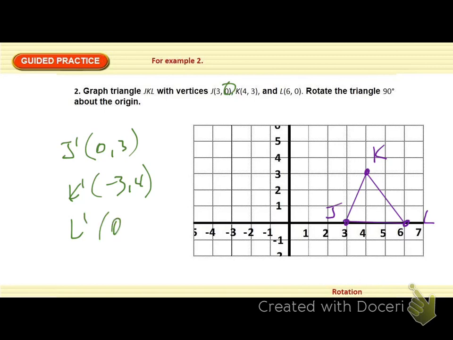land at 0, 6. So j prime, k prime, and l prime. Okay, and so there we go, rotated 90 degrees. All right, any issues with that, make sure you come find me and we'll walk through it, okay?